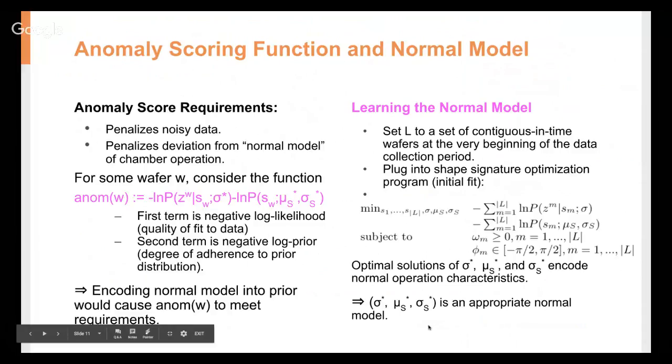Does anybody have questions on that logic? Yeah. This may be a really obvious question, but why negative log? Okay, that's a good question. You agree that this does address these two requirements, right? You agree with that?